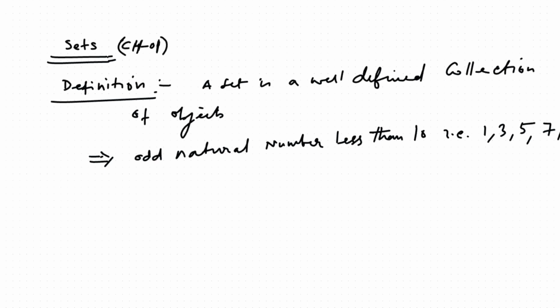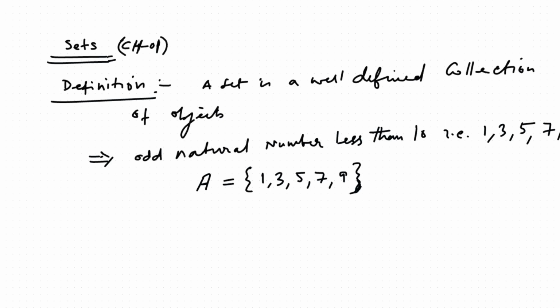We can denote it with the letter A, where A represents a set, and we will write it like 1, 3, 5, 7, 9. When we put it in this form, we call it a tabular form, or another name for representing it is roster form.